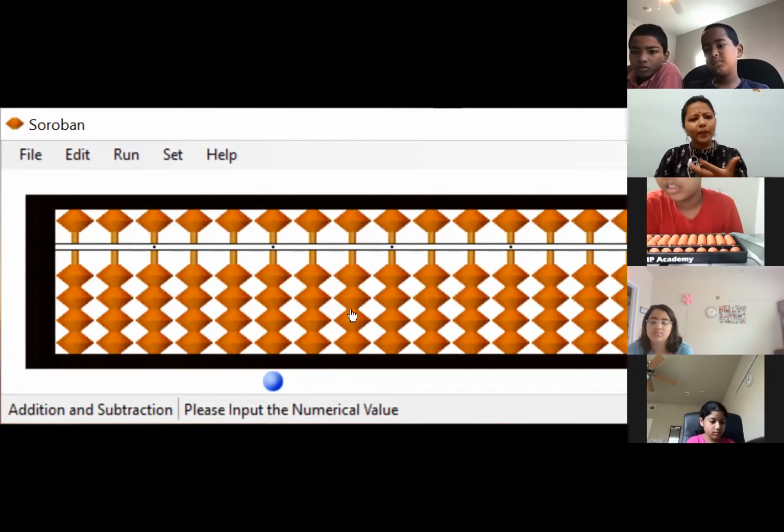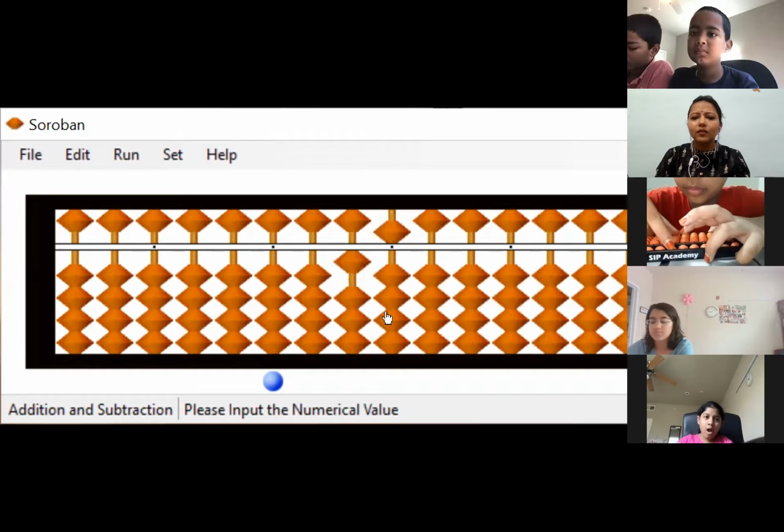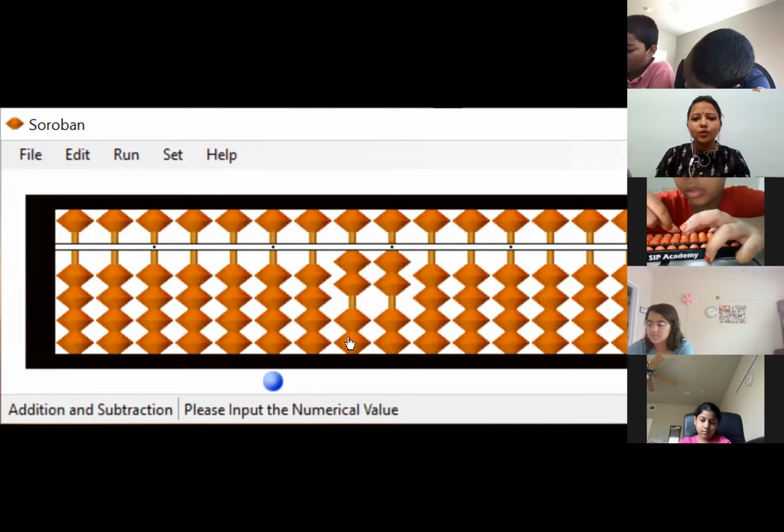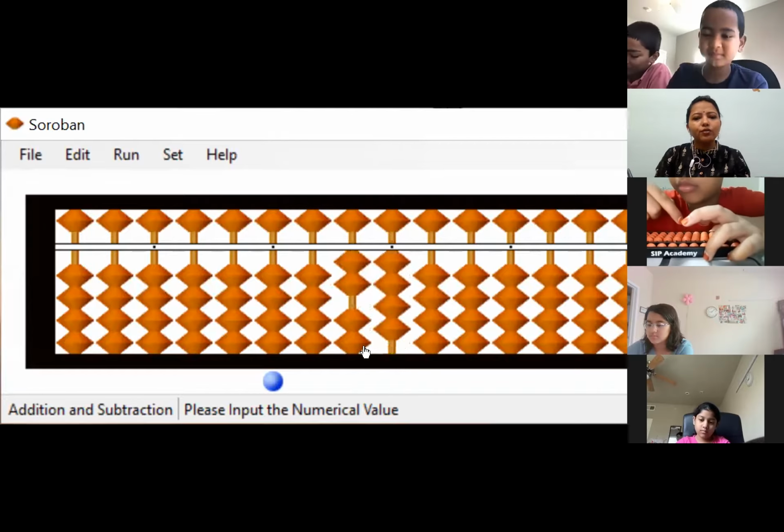Make 16, 16, 17, remove 17, 18, remove 18, 19, remove 19, 20, 20, 21, remove 21, 22, remove 22, 23, remove 23, 24, remove 24, 25, remove 25, 26, remove 26, 27, remove 27, 28, remove 28, 29, remove 29, 30, 30.